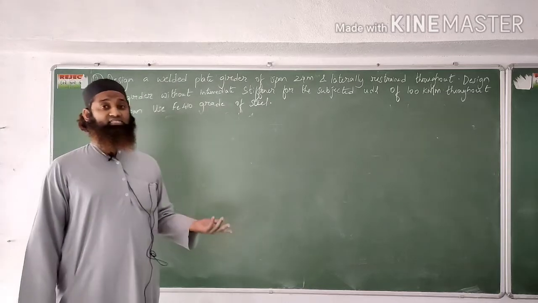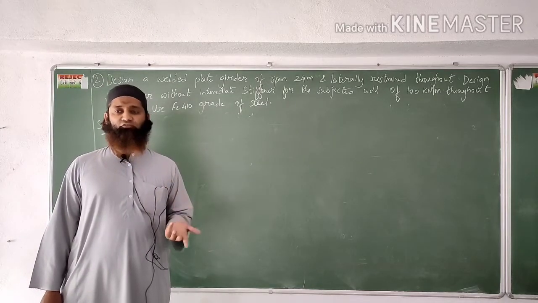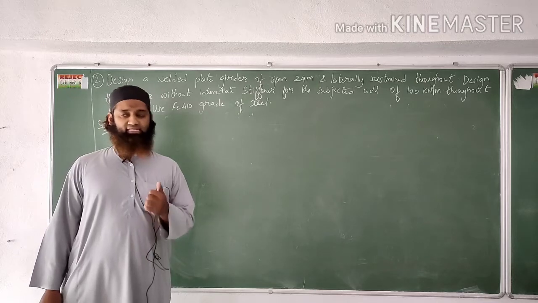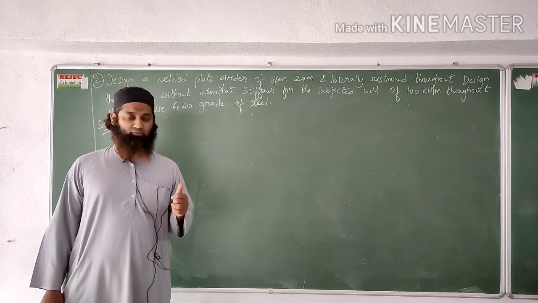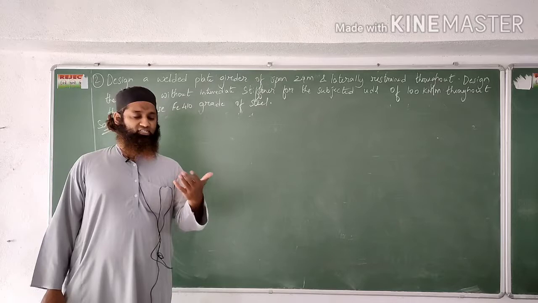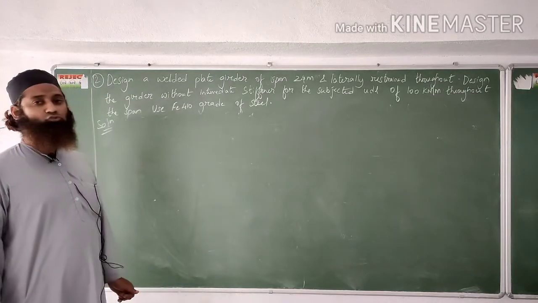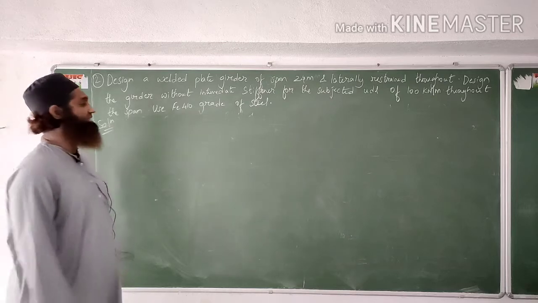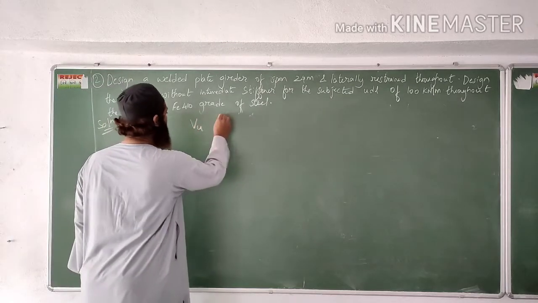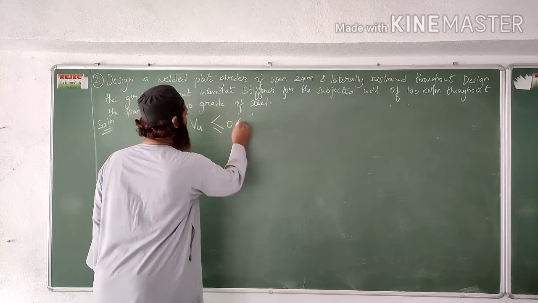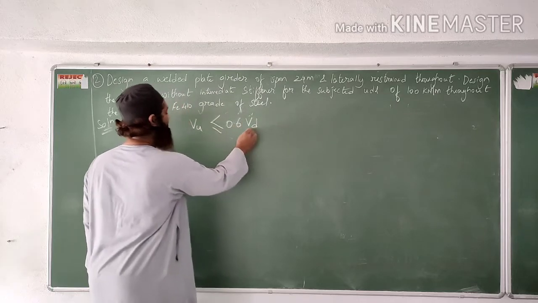Next we had seen the check for shear. In the check for shear, what is essential is that VU, the maximum shear force, should be less than the shear force we get. In page 53 a clause has been given where it says VU should be less than or equal to 0.6 VD. It is very important. This is the design shear strength.